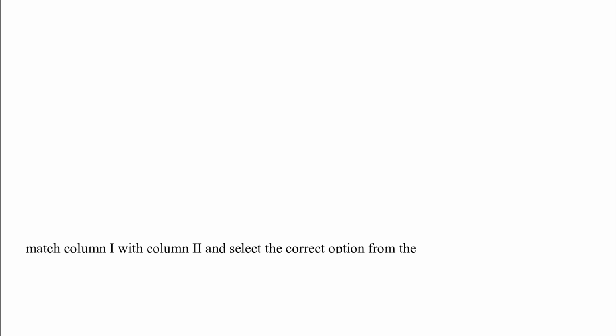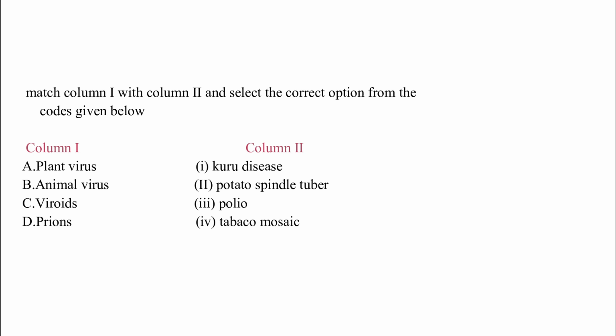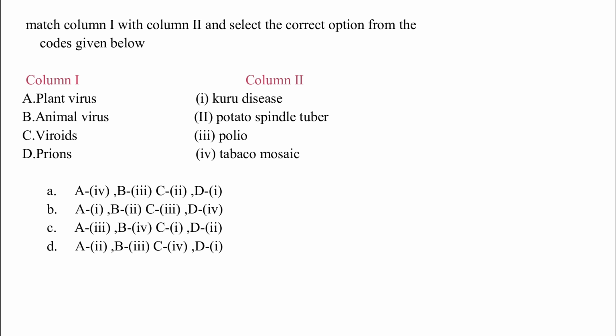Match column I with column II and select the correct option from the codes given below. Column I: plant virus, animal virus, viroids, prions. Column II: Kuru disease, potato spindle tuber, polio, tobacco mosaic. The correct answer is option A. Plant virus matches with tobacco mosaic, animal virus matches with polio, viroids match with potato spindle tuber, and prion is matched with Kuru disease.